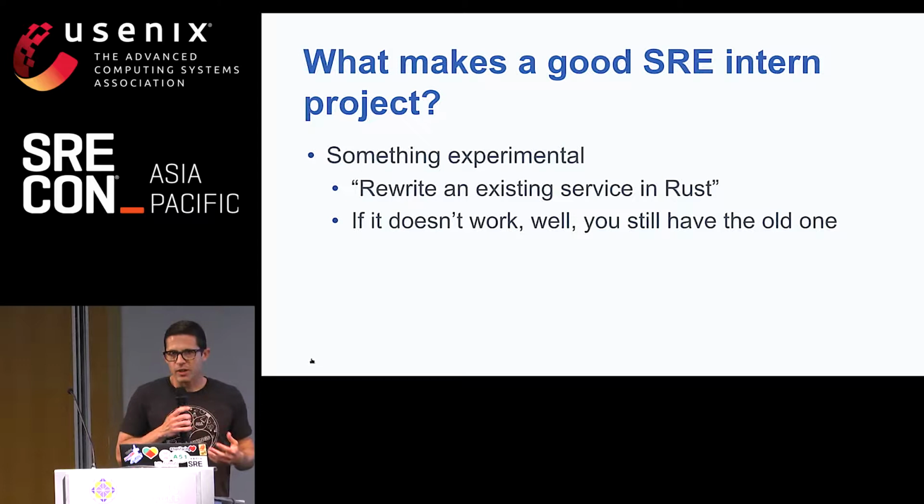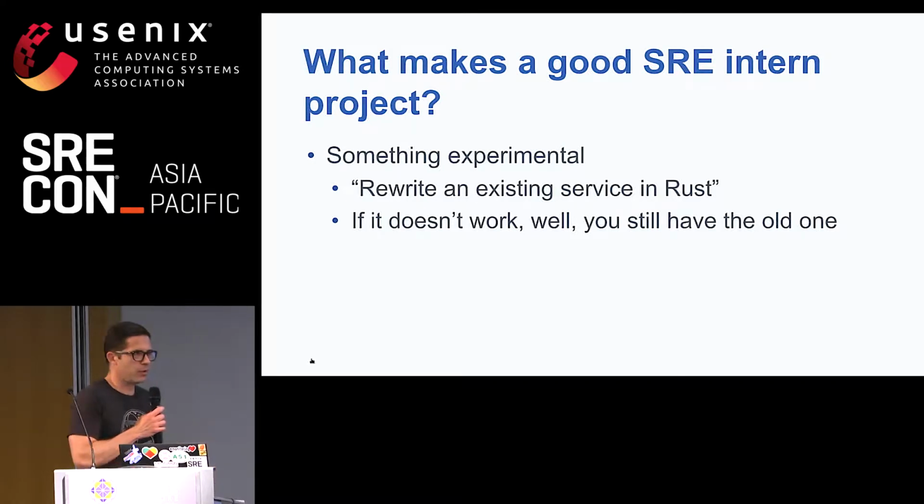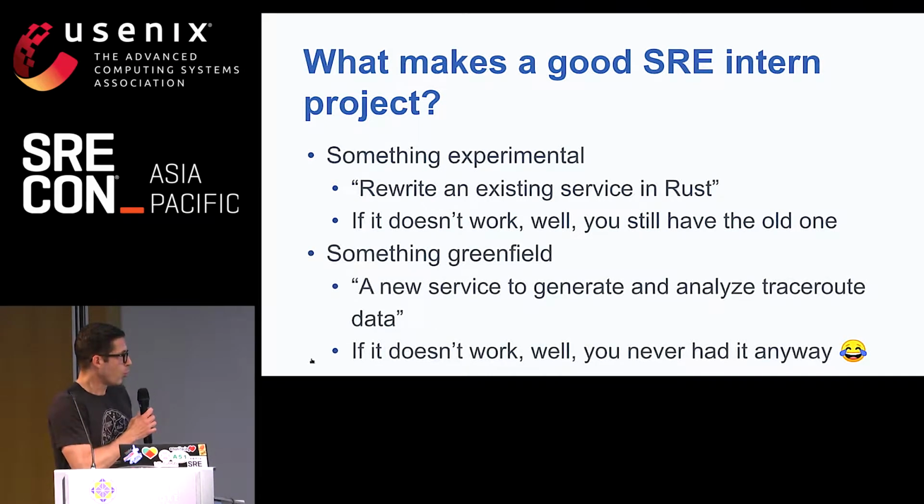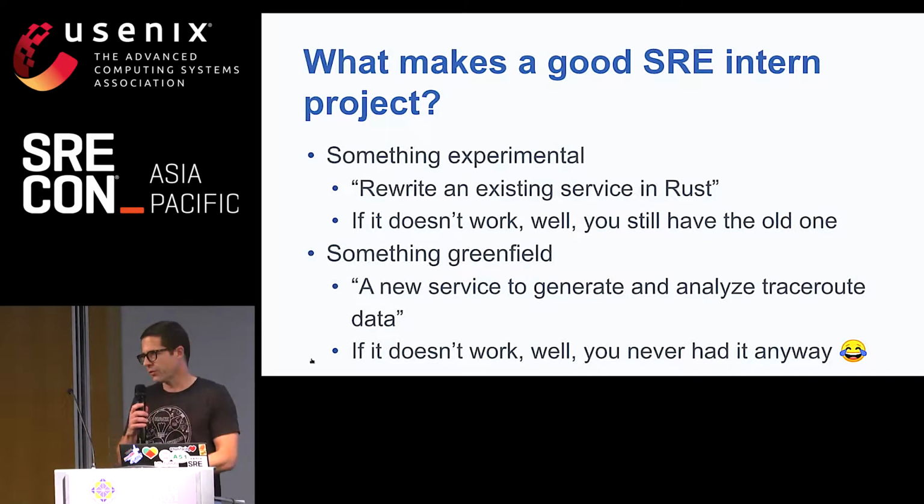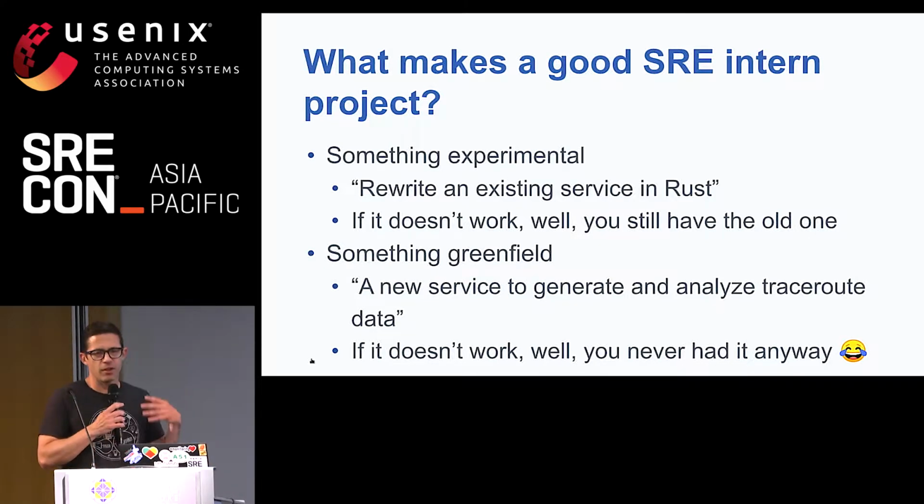One of the things we like is something experimental. For example, maybe you rewrite an existing service in Rust, and if it doesn't work, you still have the old one, so that's good. Or maybe you have something greenfield, like writing a new service that analyzes traceroute data. If it doesn't work, well, you never had it in the first place.